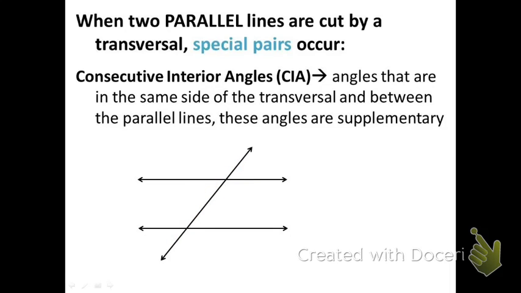Consecutive interior angles are angles that are inside and on the same side of the transversal, inside our parallel lines. So we have 5 and 4, and it says here that these are supplementary. They are not a linear pair because they are not adjacent. 5 would have to be right here for those two to be adjacent and a linear pair, but they are supplementary. We also have 6 and 3 that are supplementary as well, and they are consecutive interior angles.